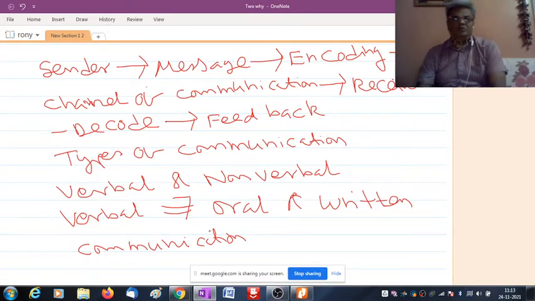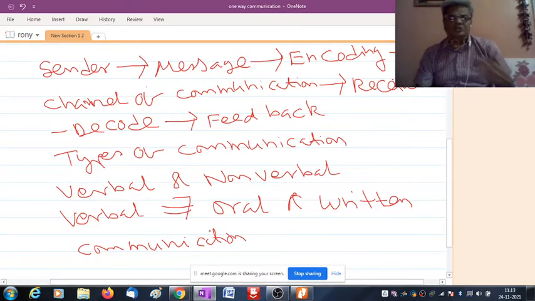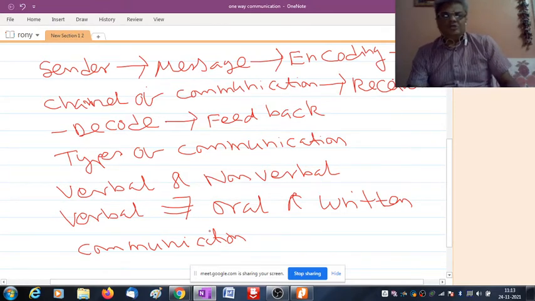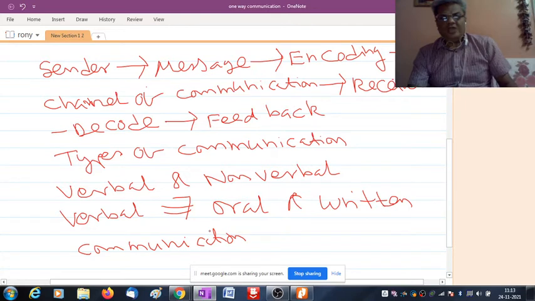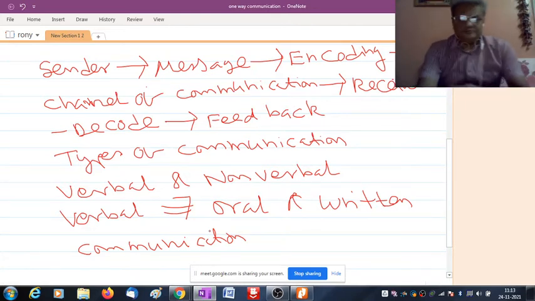Sometimes we have a misconception that verbal means only oral communication, but it is not true, because we have a notion that whenever we use the term verbal, it means oral. It is not true. Verbal means oral and written communication.